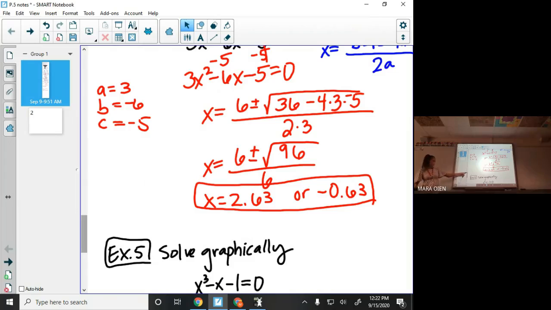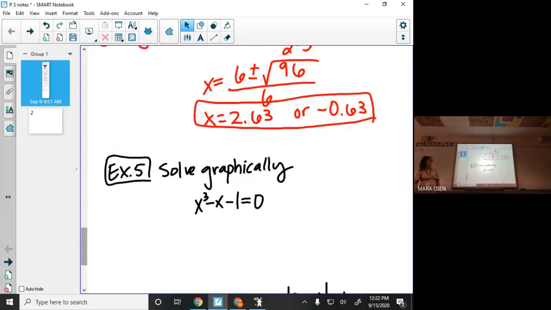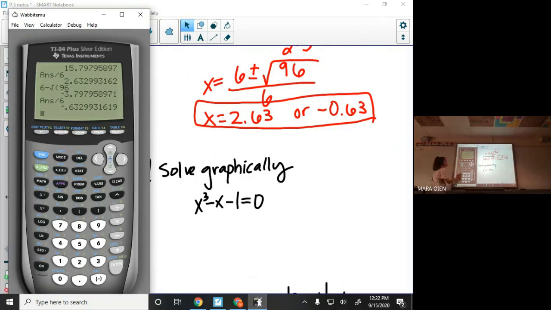Okay, the last one that I want to go through, I think. Oh, nope, not the last, second to last one. Solve graphically. This one's no longer a quadratic. This is a cubic. It's a graphically one, so we're not going to really show a lot of work. I just want to make sure that you can find everything that you need to find on ones like this for graphs. Okay. So I'm going to go to my calculator. I'm going to go to y equals and type in x to the third minus x minus 1. Once I have that typed in, then I'm going to go to my graph.